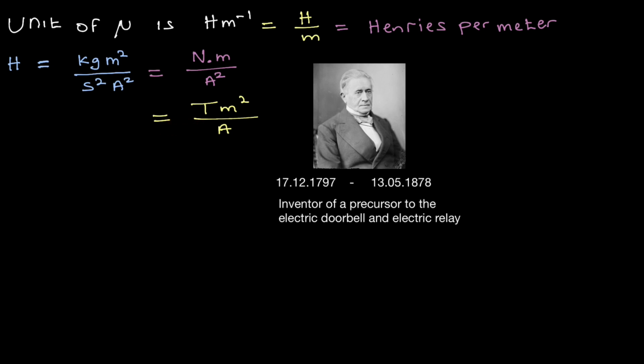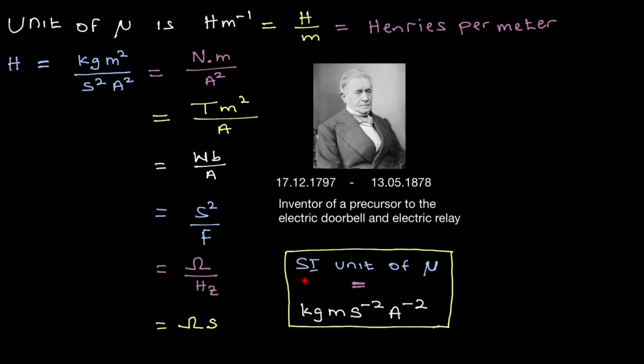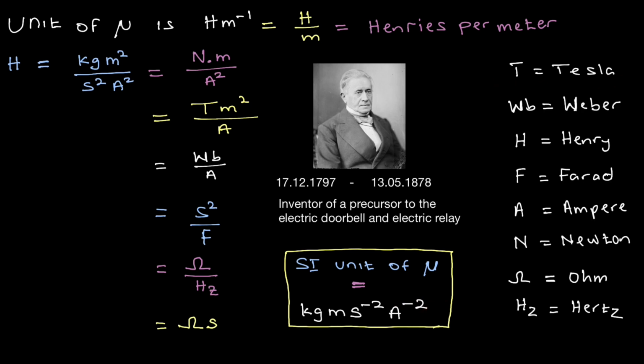That can be written as Tesla meter squared over amps, which is Weber over amps, or second squared over Farad, or it could be written as Ohm over Hertz, which is Ohm second. The SI unit of mu is kilogram meter seconds to the power minus 2 amps to the power minus 2. That's T for Tesla, Wb for Weber, H for Henry, F for Farad, A for Ampere or amps, N for Newton, omega for Ohm, Hz for Hertz.